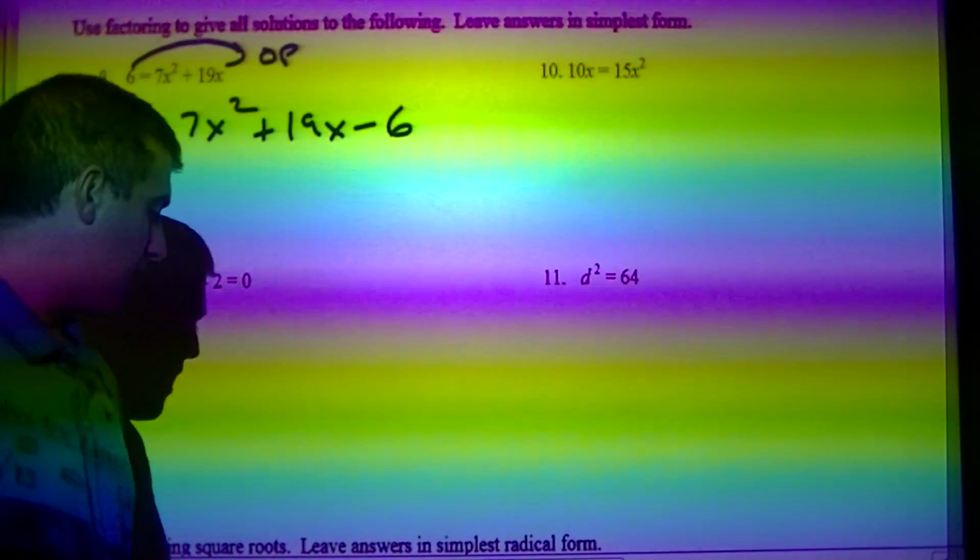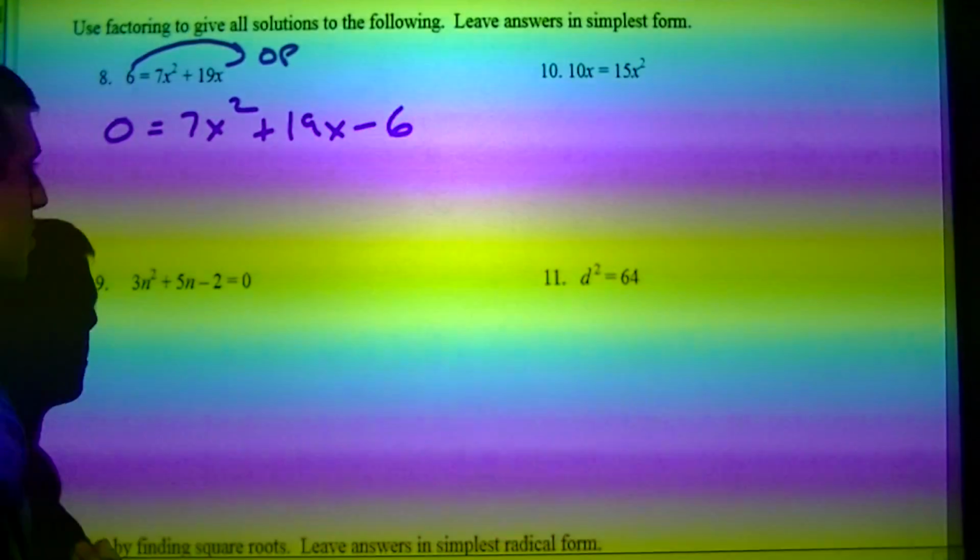Now, in my class, what we do is we go to the calculator to use that.